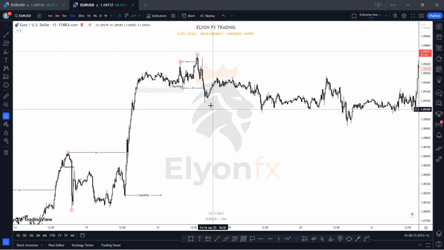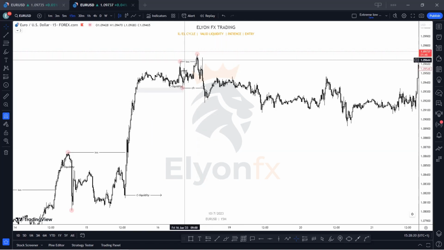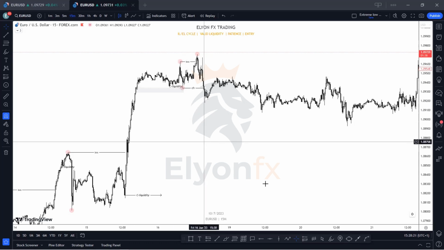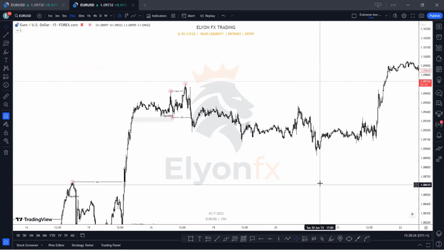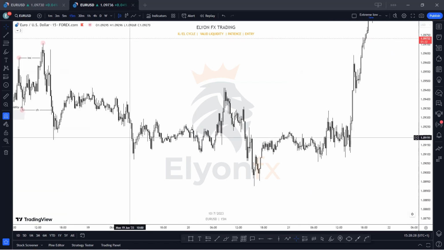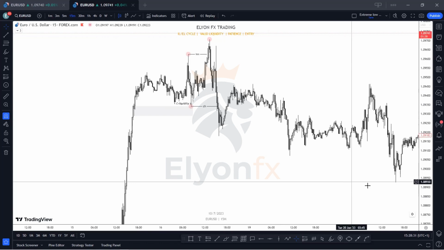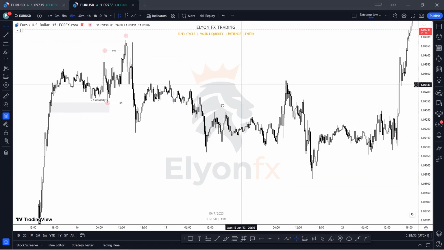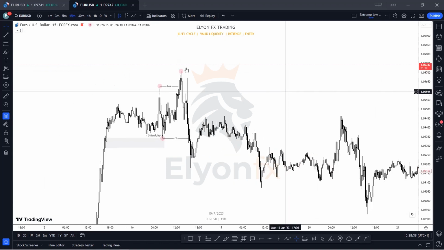We have this change of character right here, which is an indication that the market is trying to shift bearish now. But as you can see, let's mark our internal liquidity. What are we going to mark? I know I said that was going to be the last example, but let's take this one because it's interesting, because the market broke structure again.